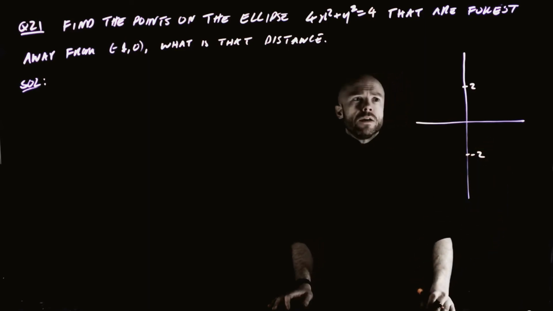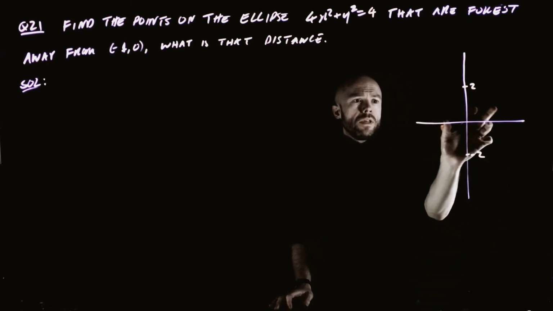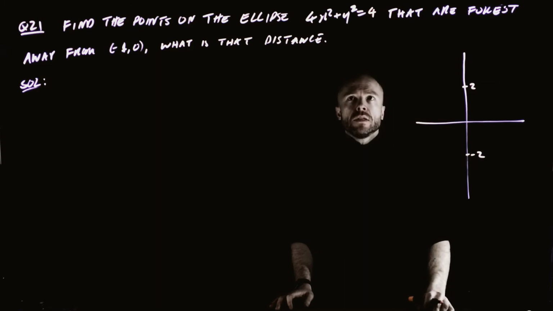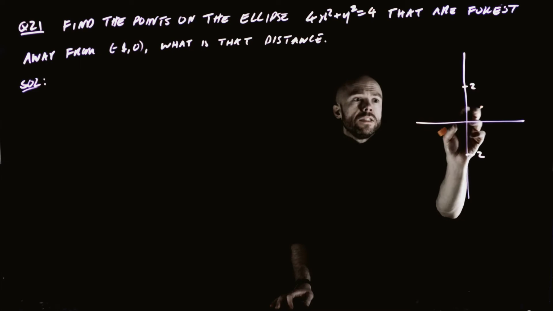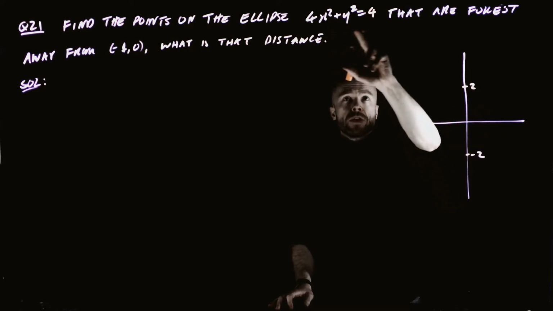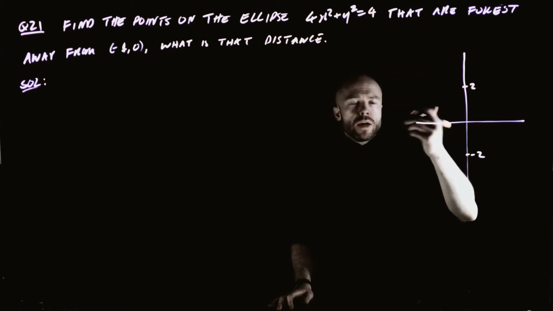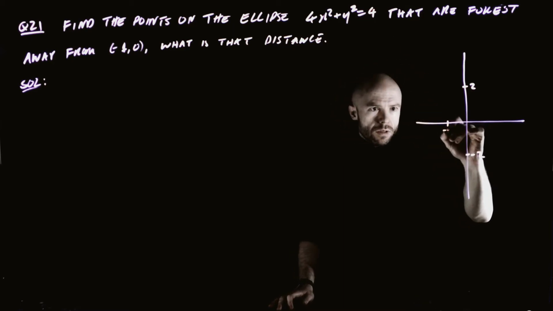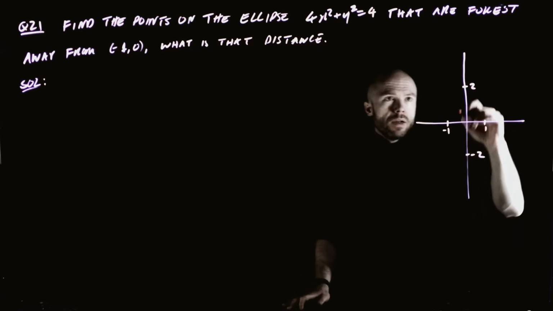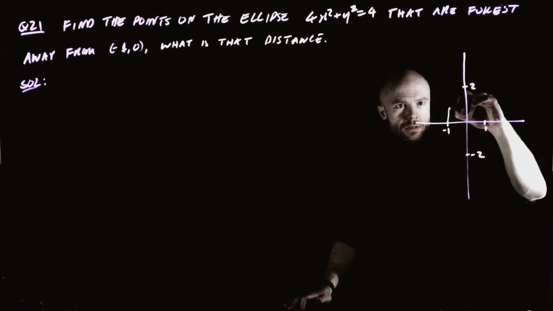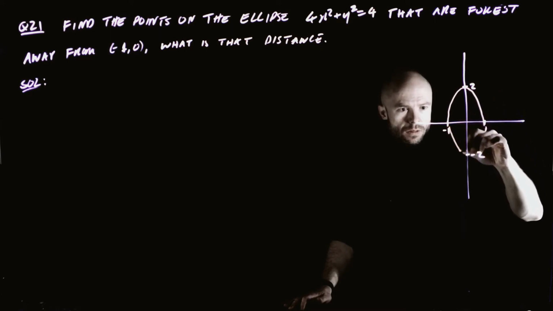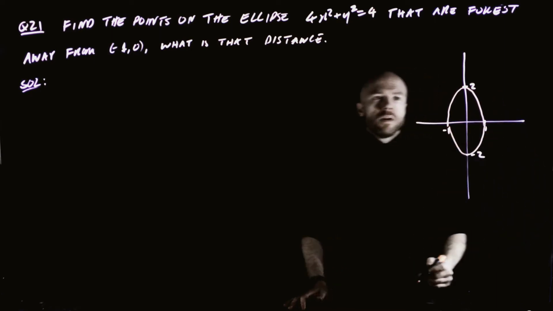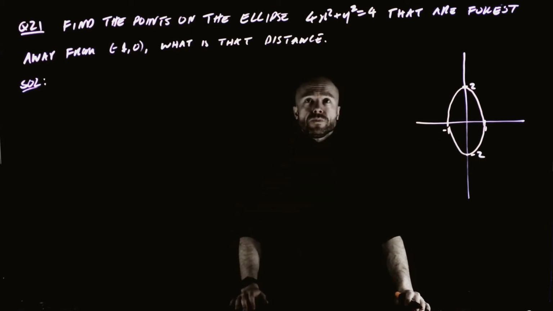And then to figure out where it crosses the x-axis, we're going to stick y is equal to 0, because when y is equal to 0, then we are on the x-axis. And then it's going to be 4x squared is 4, which is x squared is 1, so we're going to have plus or minus 1. Minus 1, plus 1. So our ellipse looks like this. That's our ellipse.